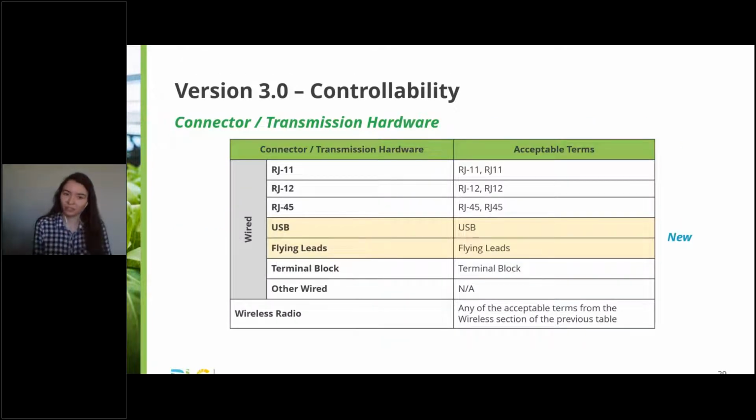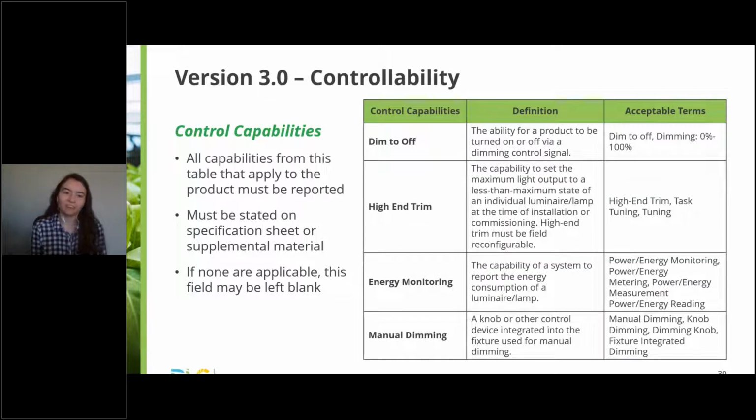For connector/transmission hardware, we added USB and flying leads as reporting options. Next slide. And finally, the control capability section, previously called control attributes, remains mostly unchanged with slight wording adjustments for clarity. Next slide.